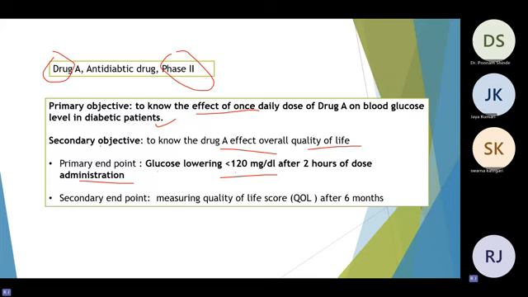Similarly, for the parameter that we determine in order to say whether our secondary objective is met or not, what do we do? We measure a few things, and whatever things we measure to say whether our secondary objective is met or not are called secondary endpoints. For this particular example, what was our secondary objective? Our secondary objective was to know drug A's effect on overall quality of life. So we'll see the quality of life score after 6 months, in order to say whether our secondary objective is met or not.